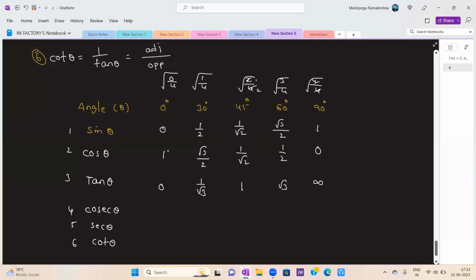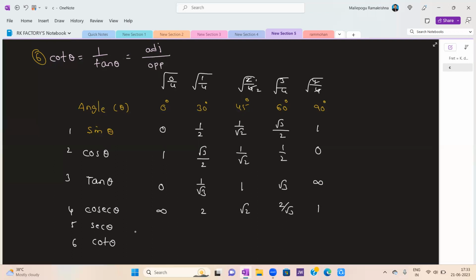So for cosecant, the reciprocal of sin theta: 1 by 0 is infinite. Next, 1 by 1 by 2 is 2, then 1 by 1 by root 2 is root 2, then 2 by root 3, and 1 by 1 is going to be 1.